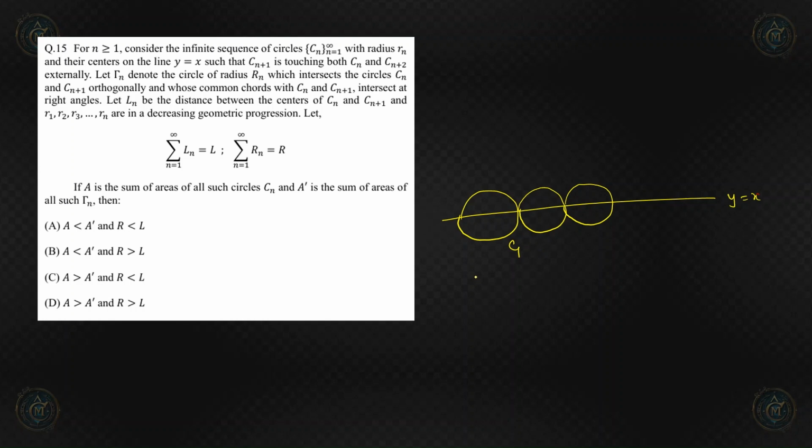Okay. Let us read further. Let gamma n denote the circle of radius capital Rn which intersects the circles Cn and Cn plus 1 orthogonally, and whose common chords with Cn and Cn plus 1 intersect at right angles. Let Ln be the distance between the centers of the circles Cn and Cn plus 1, and R1, R2, R3, ..., Rn are in a decreasing geometric progression.